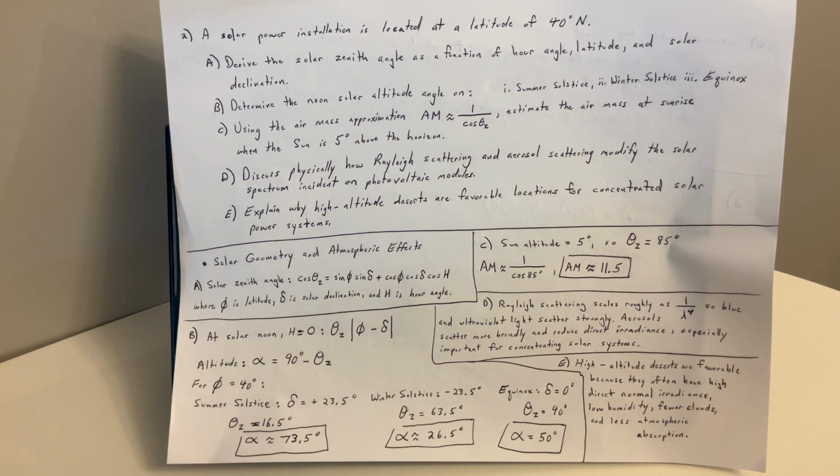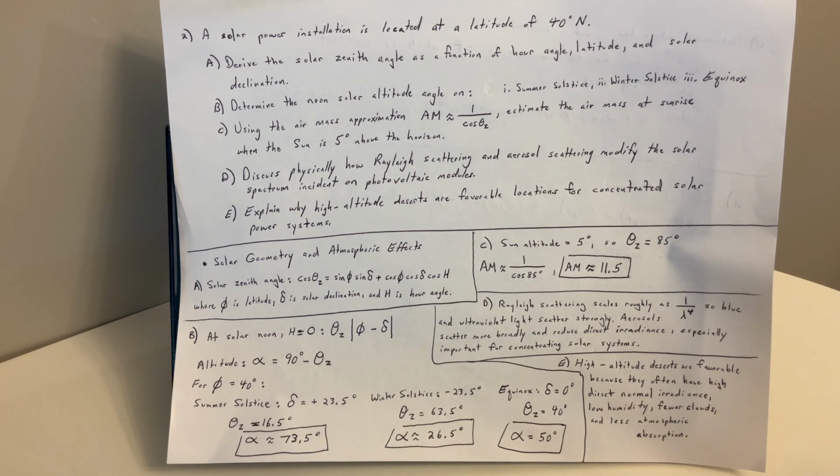D, discuss physically how Rayleigh scattering and aerosol scattering modify the solar spectrum incident on photovoltaic modules. So for letter D, Rayleigh scattering scales as 1 over lambda to the 4th. So blue and ultraviolet light scatter strongly. Aerosols scatter more broadly and reduce direct radiance, especially important for concentrating solar systems.